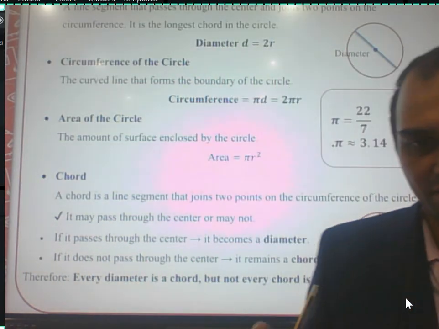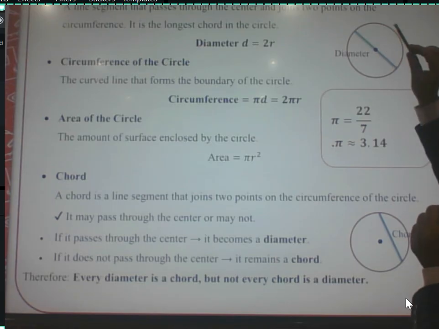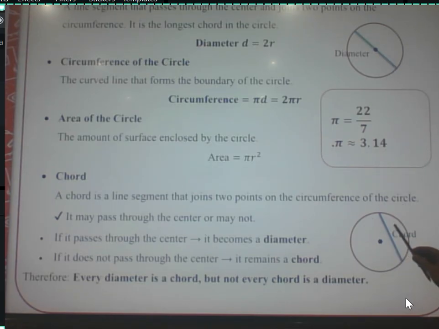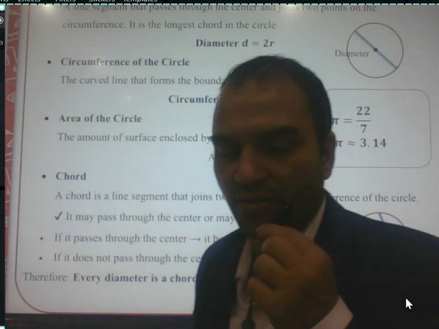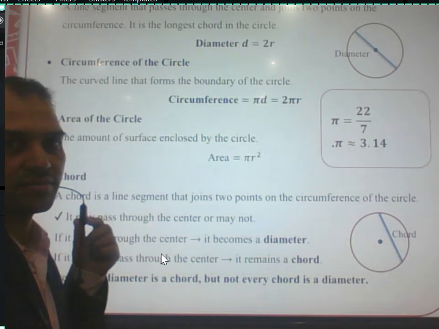Every diameter is a chord. We call the diameter the longest chord, but not any chord we call the diameter, because a chord may not pass through the center of the circle, okay? Next.